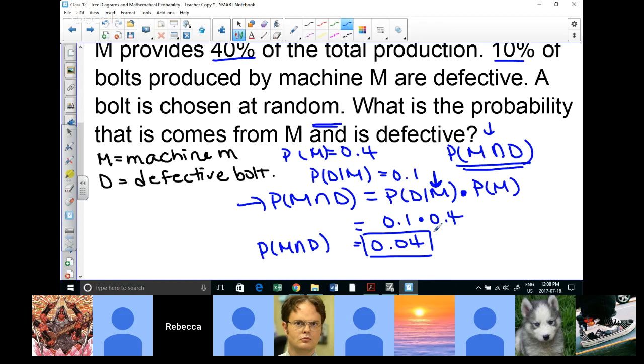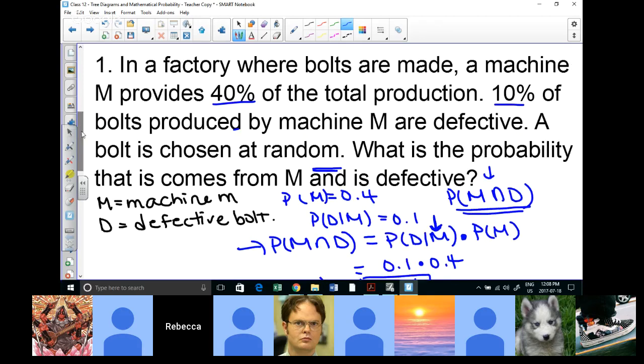But I wanted to take a look at it just in case. It is a little confusing. This type of question is confusing. The hardest part of this type of question is literally just identifying what information they're giving you. So this part was the harder part. 10% of bolts produced by machine M are defective.